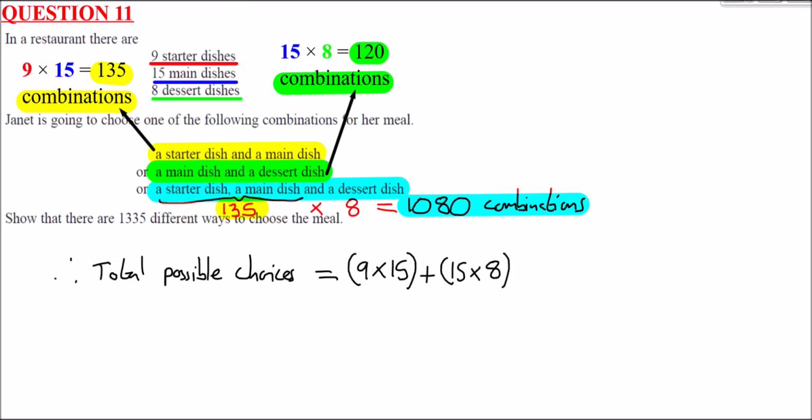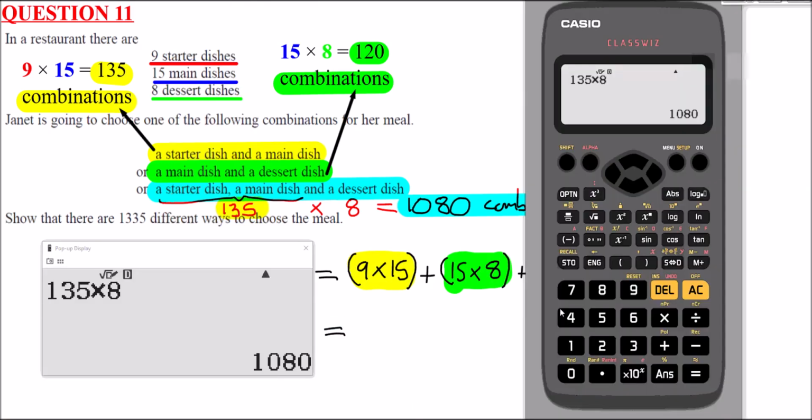combinations, and that comes from multiplying 9 by 15 by 8. And just to double check, you could verify this on the calculator to make sure it comes to 1,335, just to double check that you've interpreted the question correctly. So if we now do that, we can see we've hopefully nailed it.